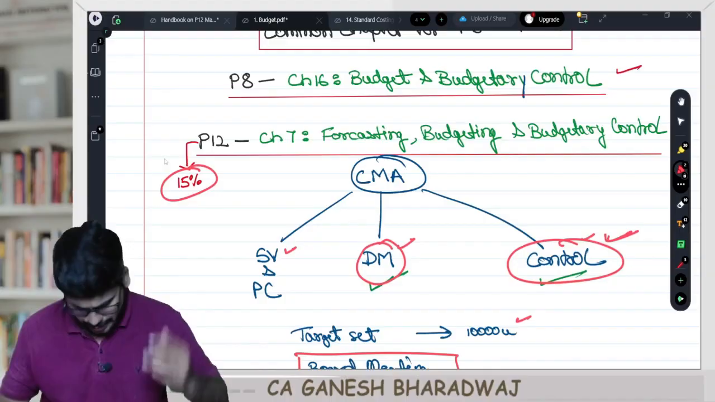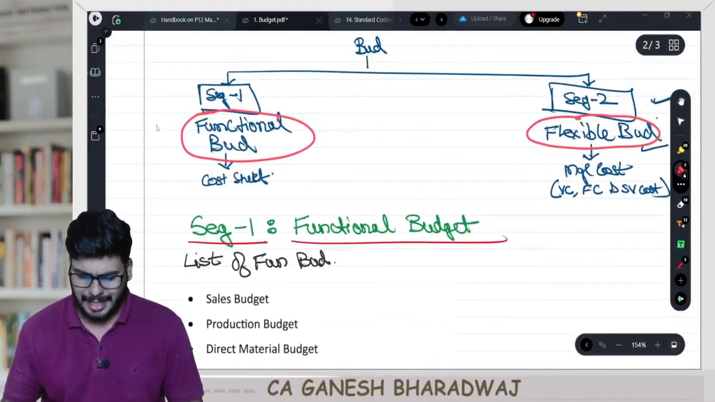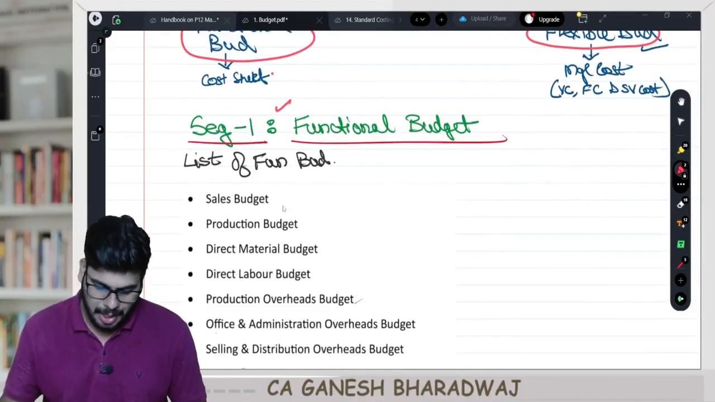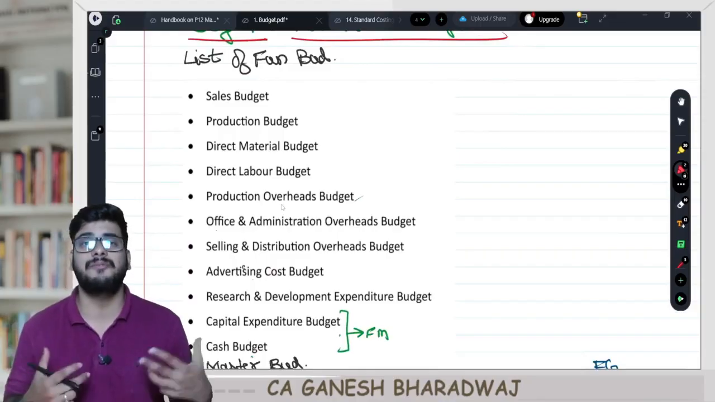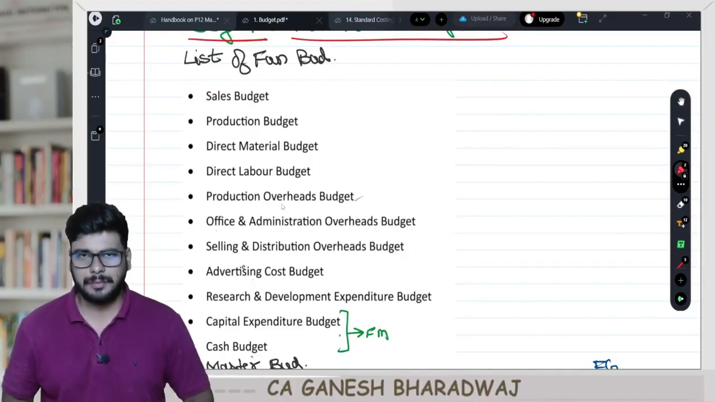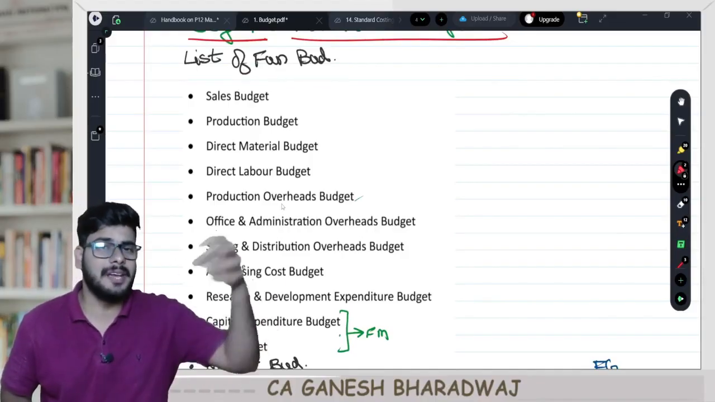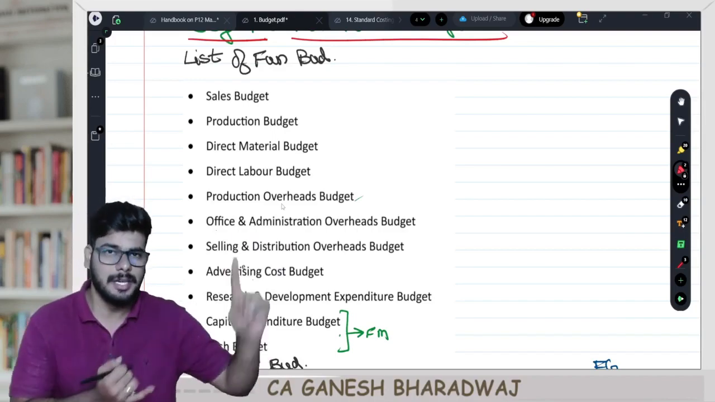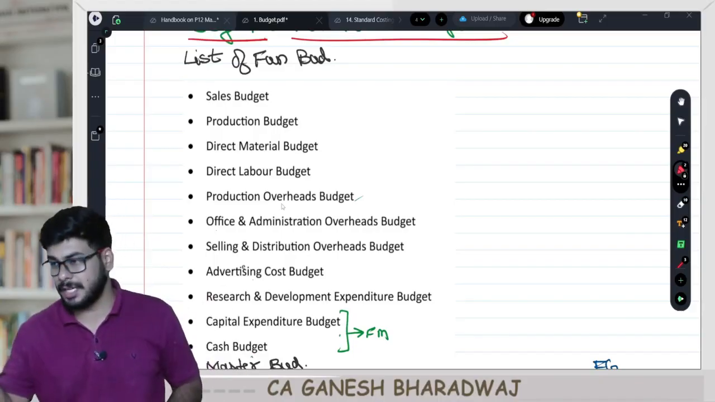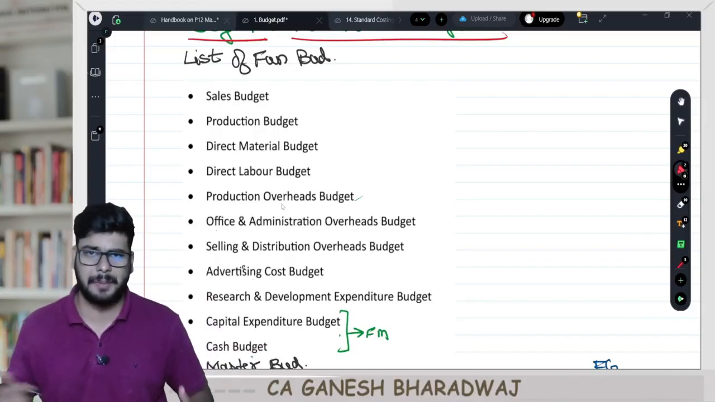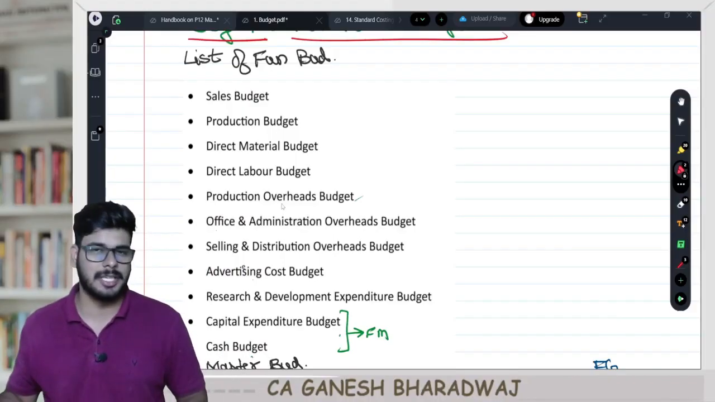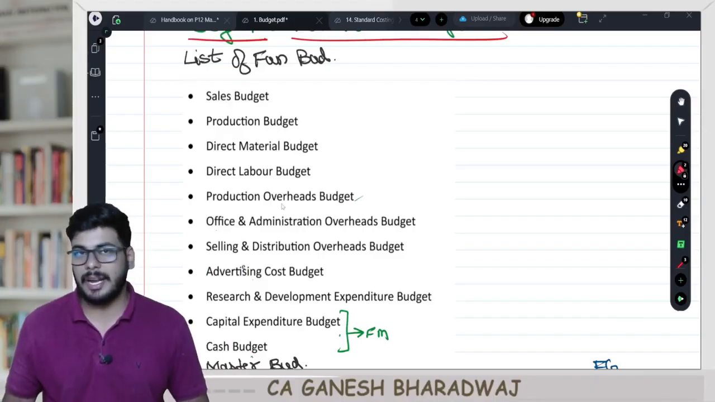Clear with this, guys? Right now, on that note, let's get started with the first segment of this chapter, which is called functional budget. Now, functional budgets, what do you mean by functions? Every single activity happening in the organization. Basically, if you prepare budgets for every single function in the organization, sales budget, production budget, material budget. In material, you can have material purchases budget, material consumption budget, production overhead budget, and so on. Clear with this? Preparation of budget for every single function in the activity is called functional budget.